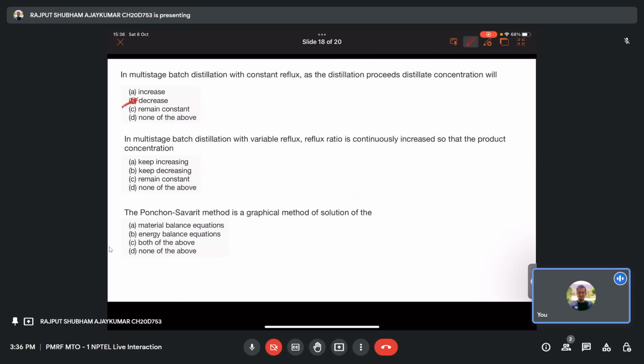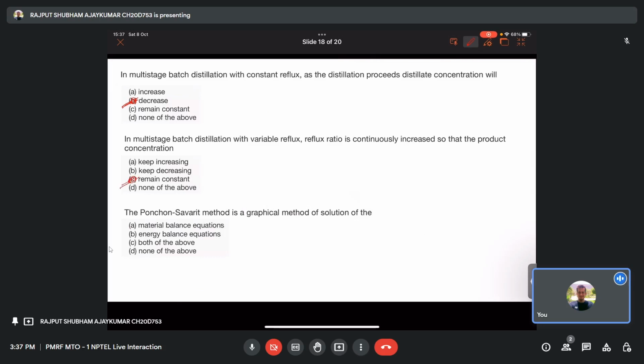Yeah, so this is a similar term to what we were discussing, but in another way. In multi-stage batch distillation with variable reflux, the reflux ratio is continuously increased. Why? So that the product concentration should either keep increasing, keep constant, keep decreasing, or none of the above. The correct answer is that the reflux ratio increases in order to make the concentration of the product distillate remain constant, because this is a variable reflux, not a constant reflux.